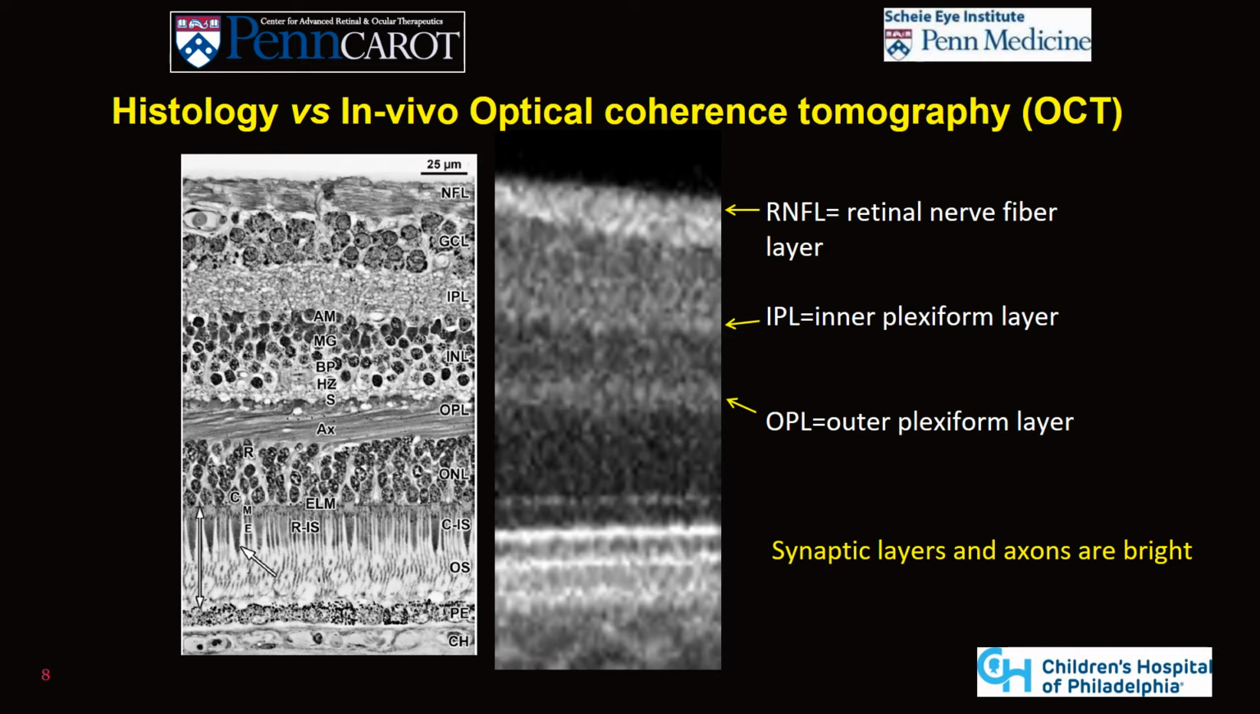And you can also see the synaptic layers, which in this case are brightly illustrated. They are bright layers that reflect light and refract light intensely, as well as the axonal layer, the nerve fiber layer, which is the extension of the ganglion cell bodies, the axons of the ganglion cells as they travel towards the brain. So each one of those layers can be sampled easily in vivo.